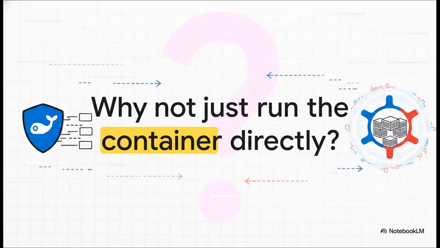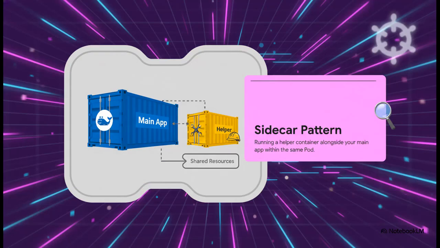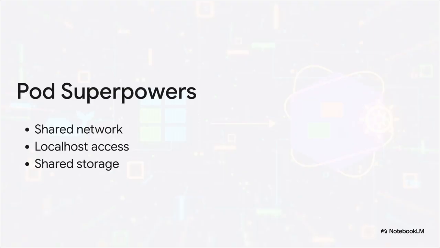Now you're probably wondering, why add this extra layer? Why not just run the container? The answer is collaboration. A pod actually lets multiple different containers work together as one team. Enter the sidecar pattern. It's like having a helper container act as your app's dedicated pit crew. Because they share that house, these containers communicate instantly over localhost and share storage.